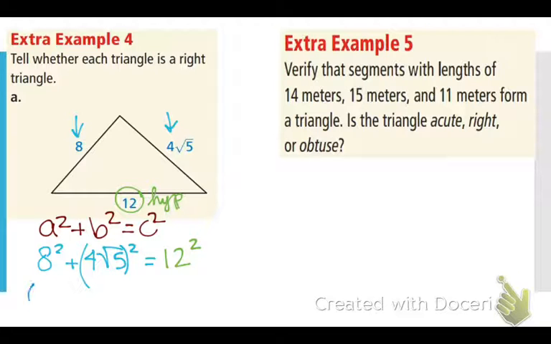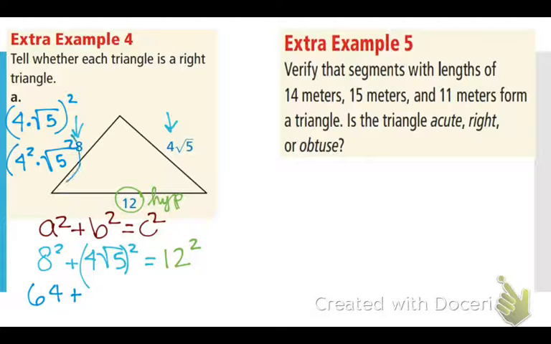8 squared is 64. When we take 4 square root of 5 squared, all of it is being squared. So you need to make sure you distribute. I appreciate you for trying, but you didn't distribute the 2 to the 4. All of it's being squared. So 4 squared is 16. The square root of 5 squared is 5.